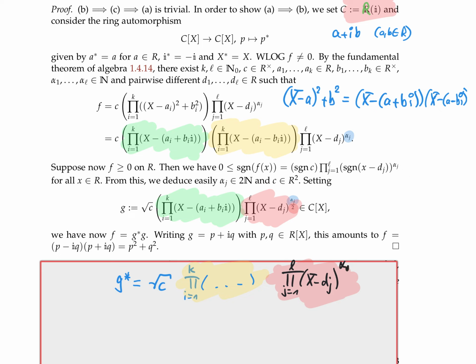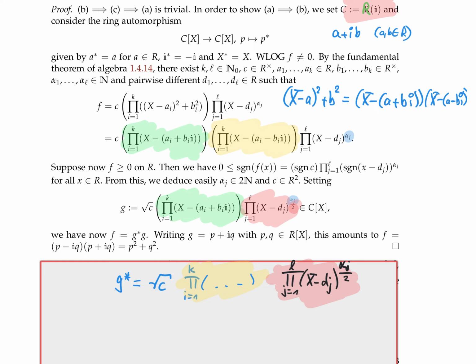To the power of alpha j half. Okay, so that's the g star. And the g star g, now if you multiply these two things, you see the square root of c times the square root of c gives c. This yellow thing times this green thing gives this product, of course. And this times these two red things multiplied give exactly that one. So we see f is g star g.